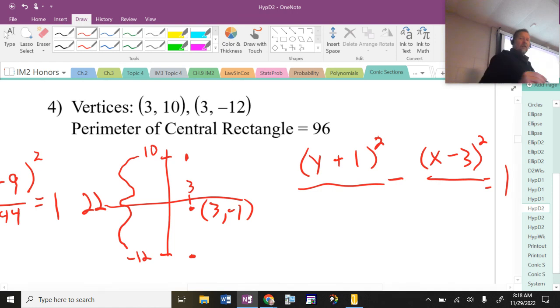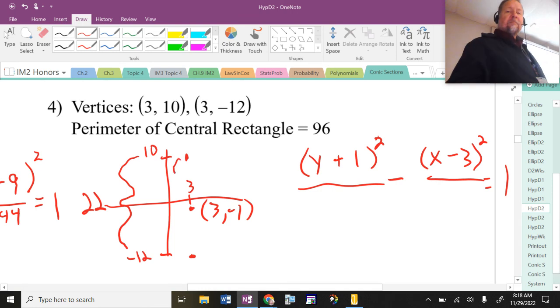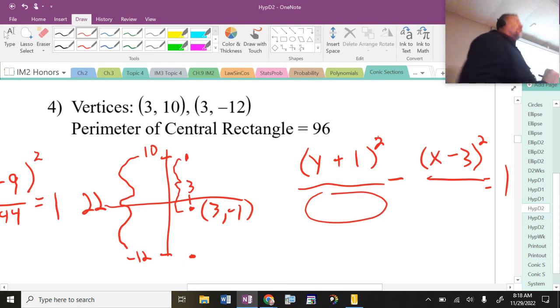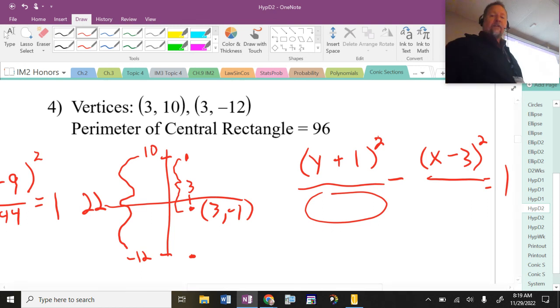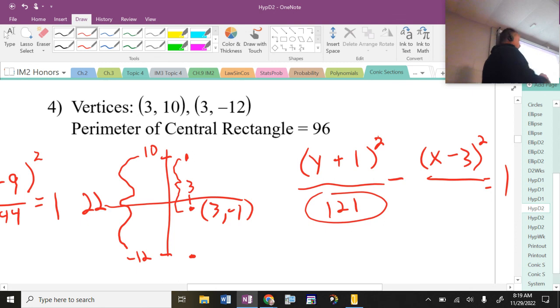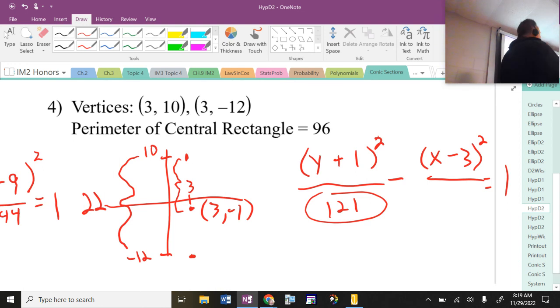All right. Next thing is, I just said what this number is. So what goes underneath here? 3, 2, 1, go. 121. I heard an 11. Okay, it's 11 squared. Okay, so just get that out of your brain. And then, whoa, wait a minute. Mind blown. The perimeter of the central rectangle.